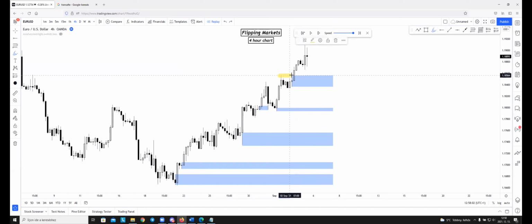After this, price broke structure to the upside here with this candle, created inefficiency, and swept liquidity from this region. Okay, let's move on.